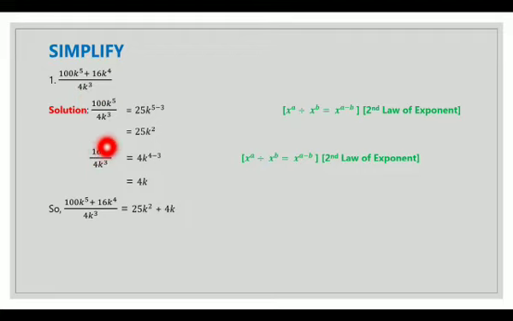So 16k^4 upon 4k^3 equals 4 ones are 4, 4s are 16, 4k raised to 4 minus 3, which is k. Again here we have used the second law of exponents, as it says x raised to a divided by x raised to b equals x raised to a minus b. So the answer comes to be 4k. So (100k^5 + 16k^4) / 4k^3 equals 25k square plus 4k.